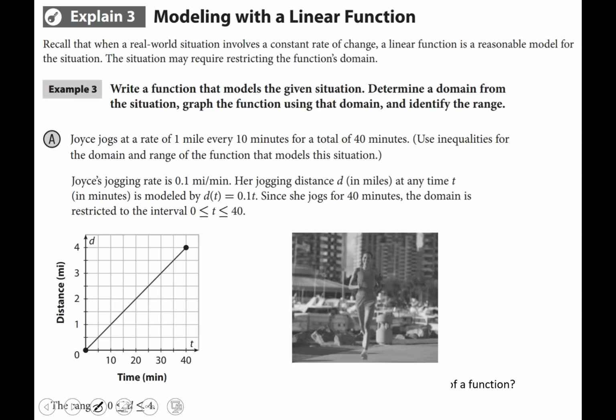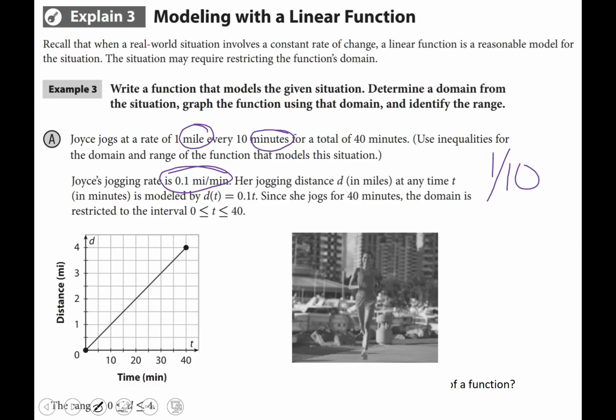Joyce jogs at a rate of 1 mile every 10 minutes for a total of 40 minutes. Use inequalities for the domain and range of the function. Okay, so where they're getting this from, they're saying that her rate is this. Basically what they're doing is they're taking the 1 and dividing by 10, and that gets us the 0.1. And notice it goes miles per minute. So we use those labels right there.